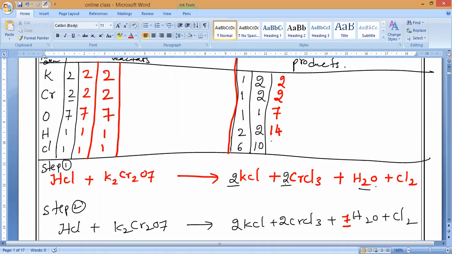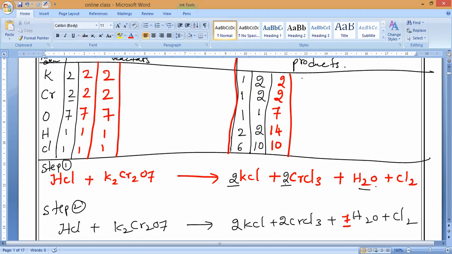And chlorine no change. Chlorine how many? 10. Here, guys? Yes or no? Now, notice it. So now first 3 balanced. 2, 2, 7; 2, 2, 7. Now you can notice it, guys. Hydrogen. Hydrogen here 1 and here 14. So which side we have to balance it? Product side or reactant side? Reactant side.